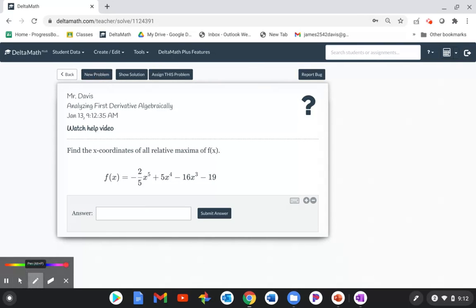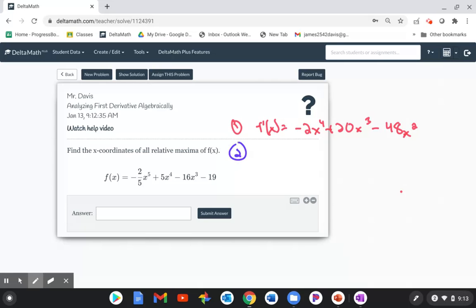All right, so the next one here, let's do it on this slide. Our first step is to find the derivative, f prime of x. So that's going to be negative 2x to the fourth plus 20x to the third minus 48x squared. We're going to set that equal to 0 for our second step. Solve for the critical numbers. And we're going to need to factor this. All of them should be factorable.